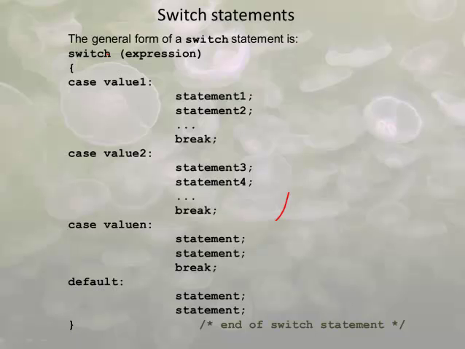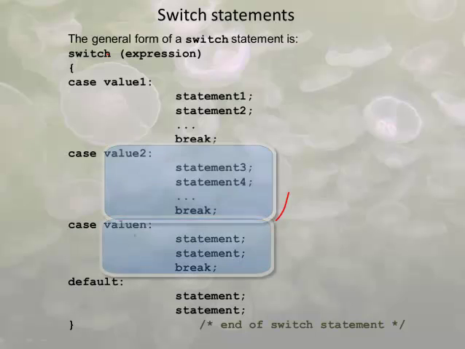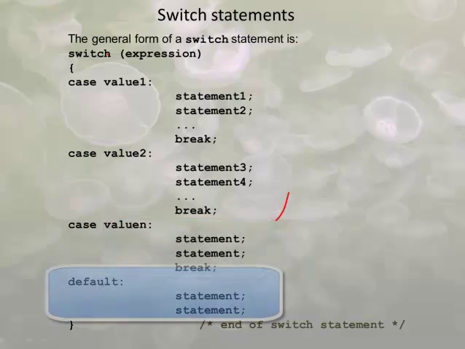If the value of this expression is value 1, this occurs, goes down. If it's not value 1, it goes like a waterfall to value 2. These occur, then the break kicks it down. If it is this particular value, these statements occur, break kicks it down. The default is if none of these values are the value of this variable, it's good to have defaults at the very end, and those occur.